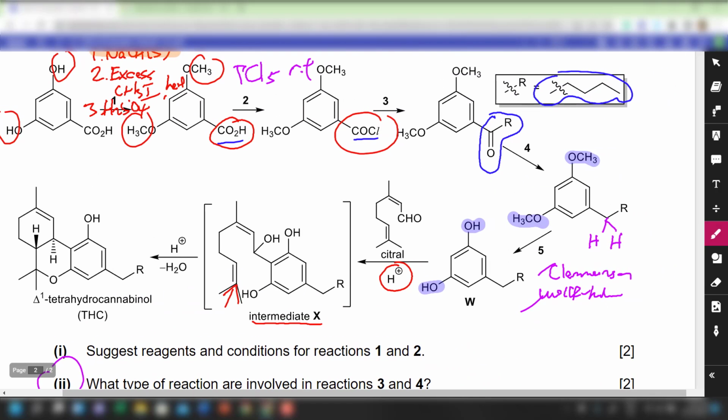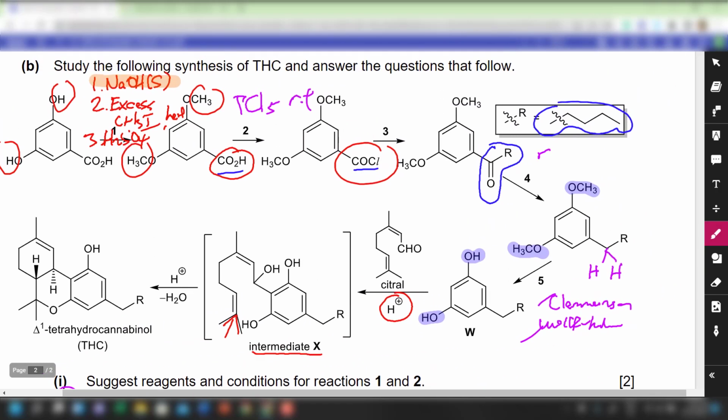Then the next part, you are asked what type of reaction are involved in step 3 and 4. I think we have already discussed step 4. Step 4 is a reduction, so you can just write it into your answer. For step 3, you'll notice that the Cl is being replaced by the long R chain. This is not a nucleophilic addition, so you have to be a little bit careful here, because in the case of nucleophilic addition, you notice that the eventual product, your carbonyl carbon, the carbonyl oxygen will become an OH. So this is more of a nucleophilic substitution because the Cl is being replaced by the R group.